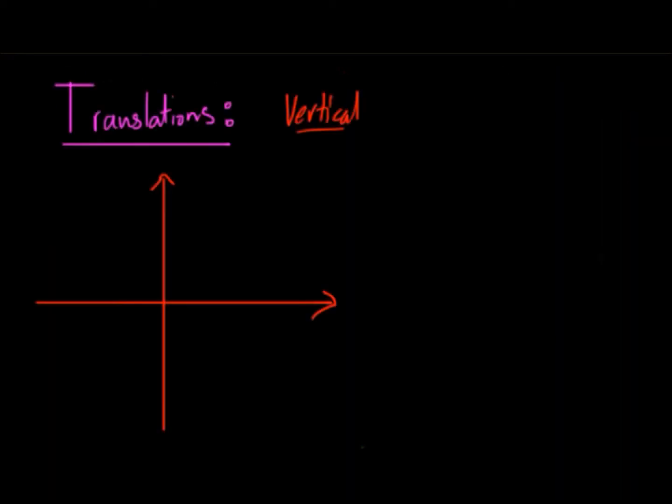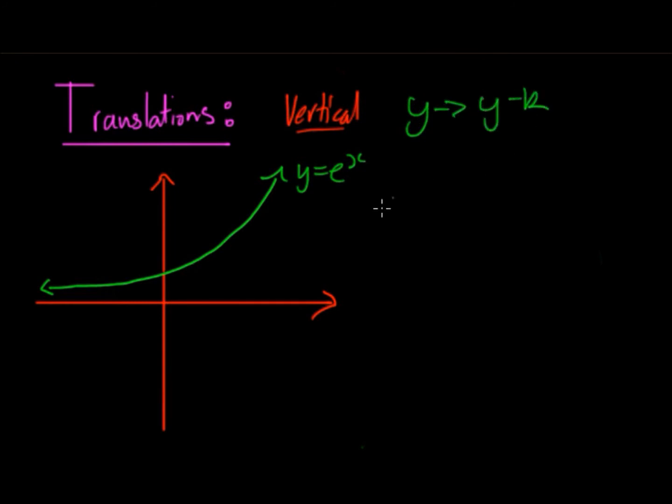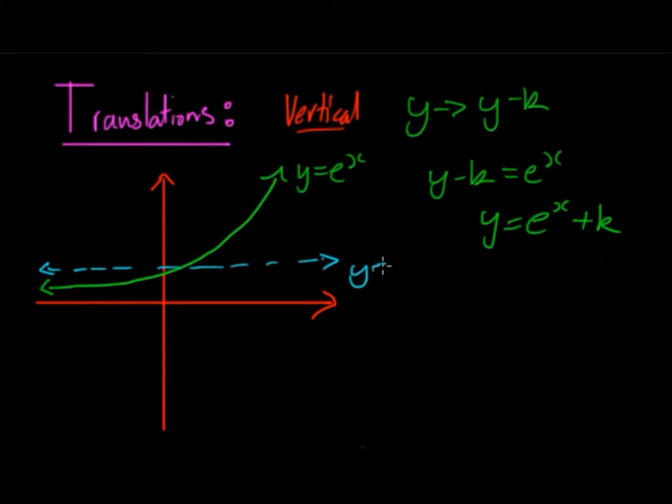So finally, some translations. So what happens when there's a translation in the vertical? You have the general equation y is equal to e to the x. So if we translate vertically, that's like the y, so we're replacing y with y minus k. y minus k is equal to e to the x, so y is equal to e to the x plus k. So this is going to mean the asymptote changes to y is equal to k.